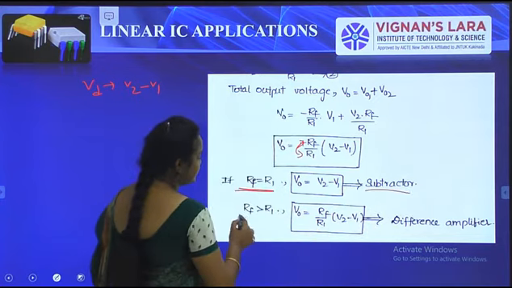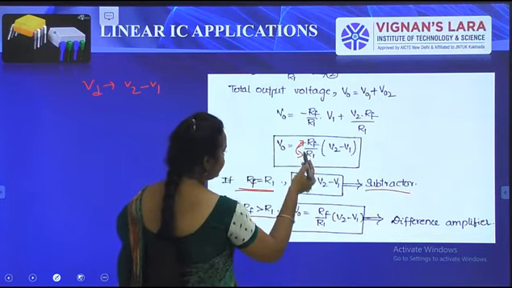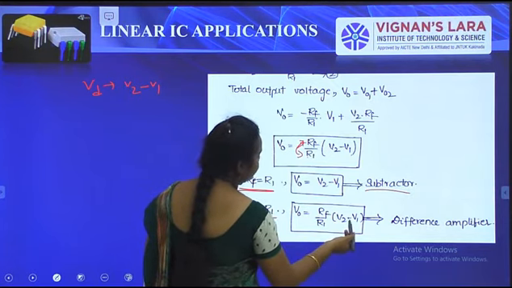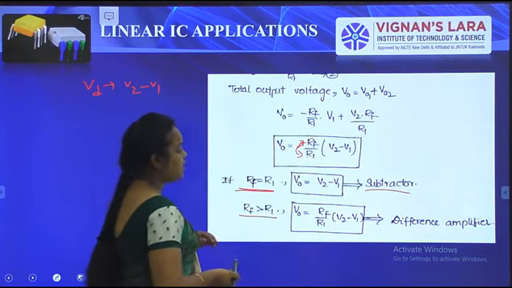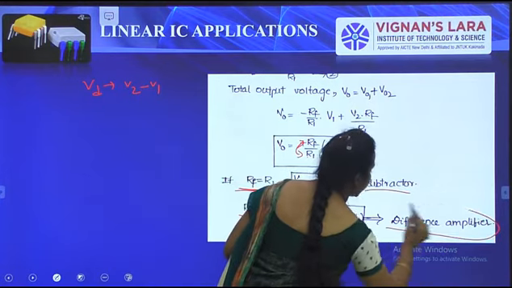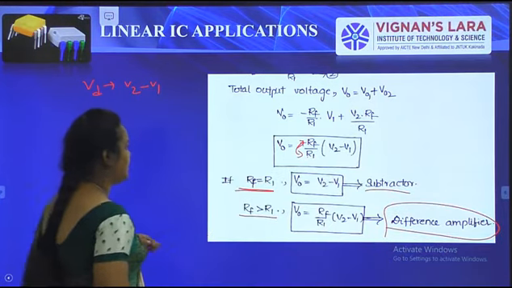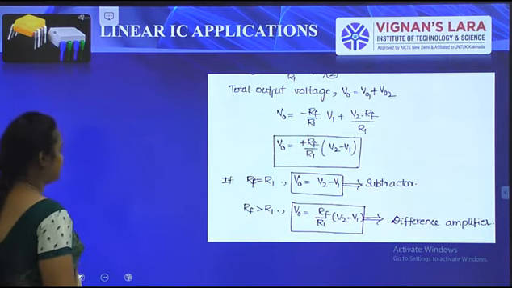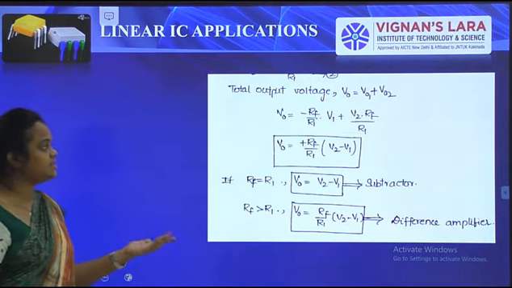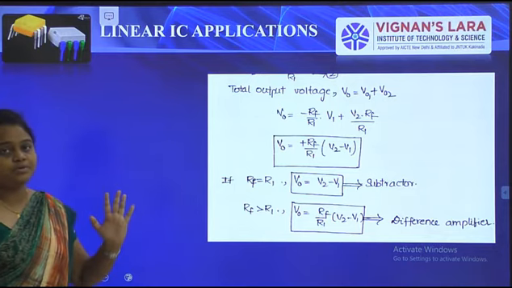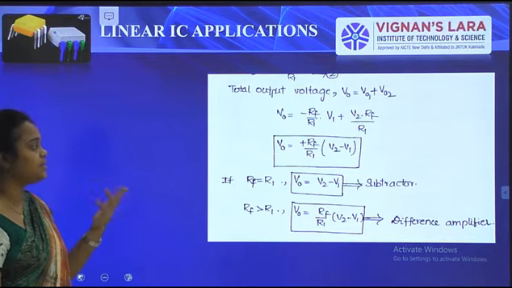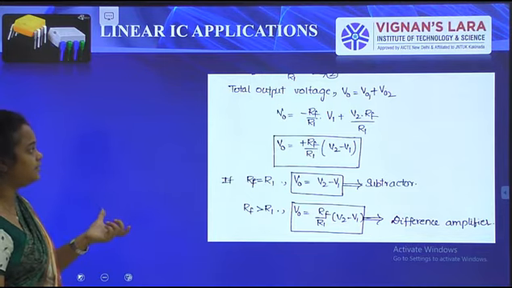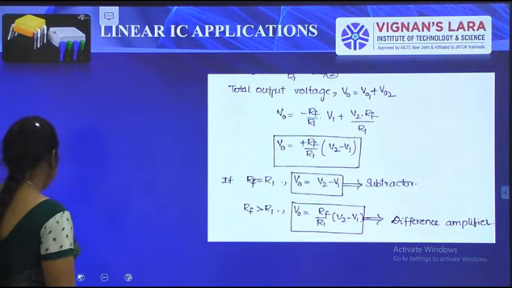When RF is greater than R1, we get V0 is equal to RF by R1 of V2 minus V1. So it is called a difference amplifier. This is the difference amplifier topic. Very easy. This is related to the second unit, closed loop operation. You can go through that video and get information about this difference amplifier.